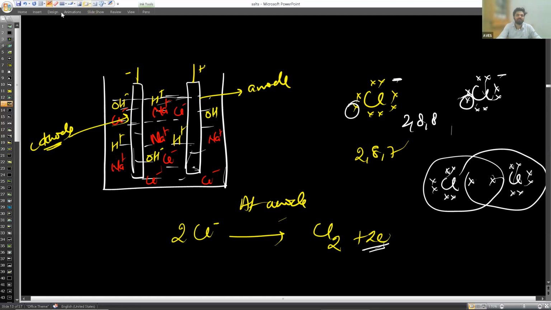Na positive has the 2, 8 electron configuration. When it loses one electron it becomes Na positive with 2, 8, so it is already stable. It will not want to gain an electron to become solid Na, so it remains as Na positive.